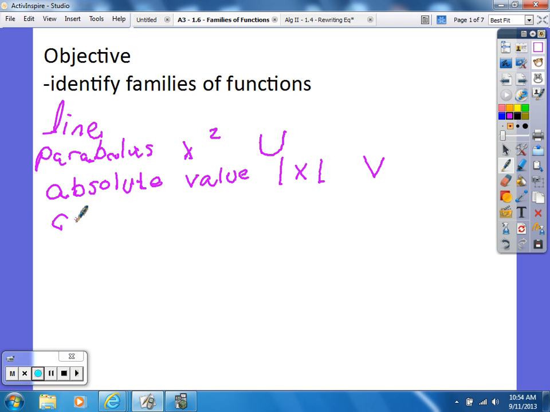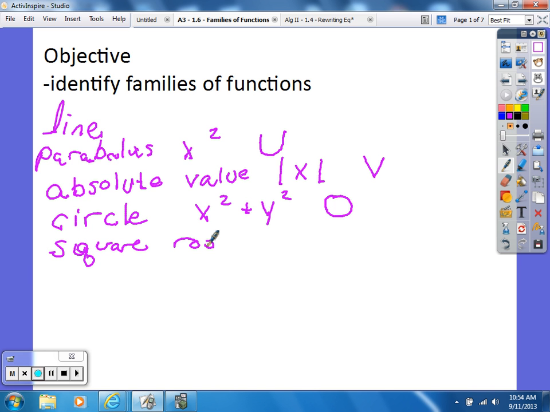Circle. Okay. That is a function that we've talked about. Now, actually, is a circle a function? No. But that's okay. I like your thinking there. Anytime you have x squared and y squared, it's a circle. Square root. Perfect. Bless you. And that has the square root symbol. And that graph actually looks like half a parabola.